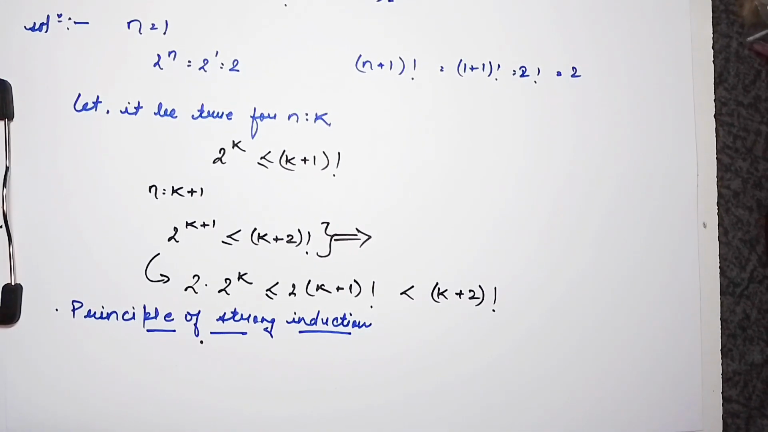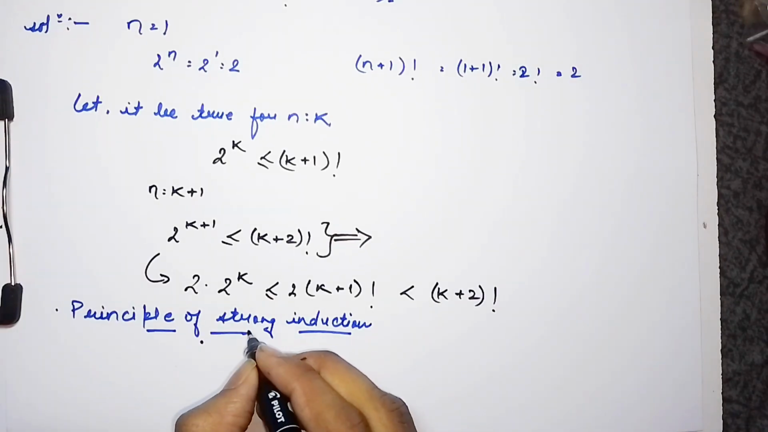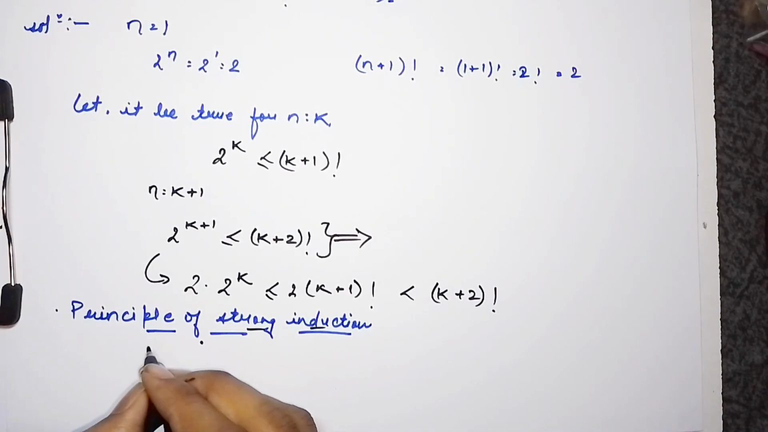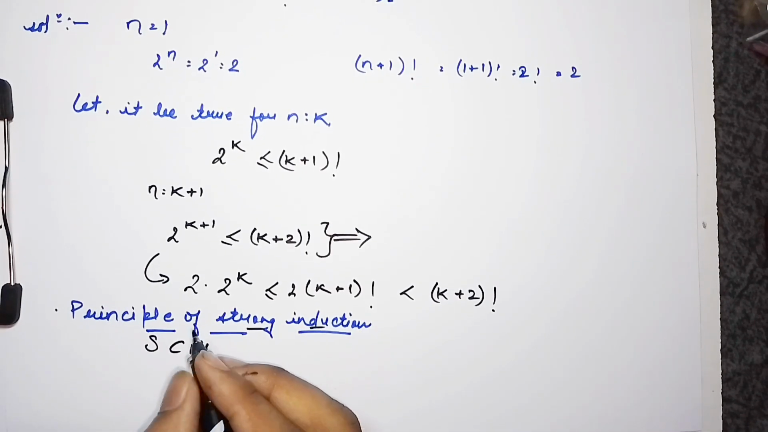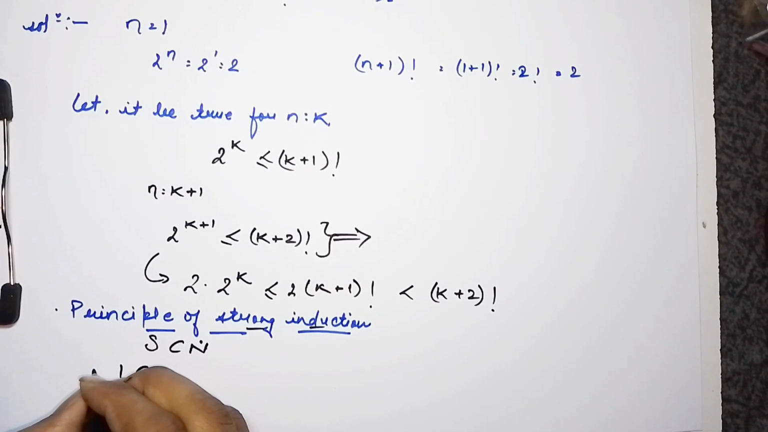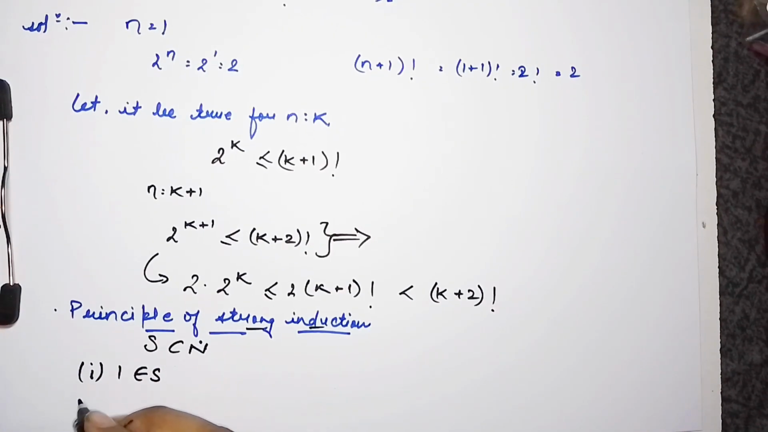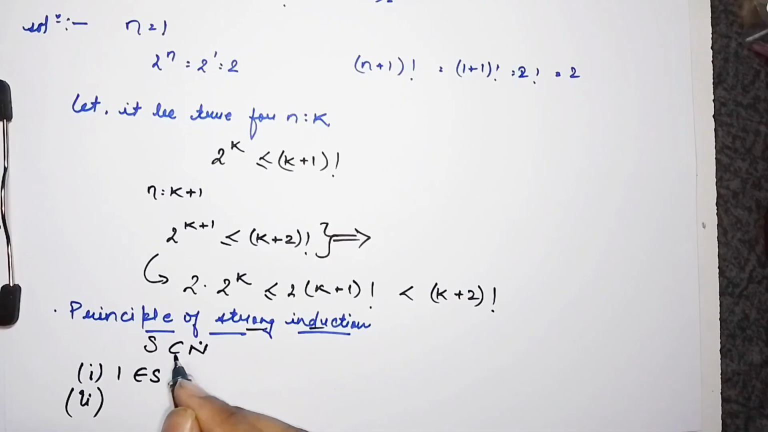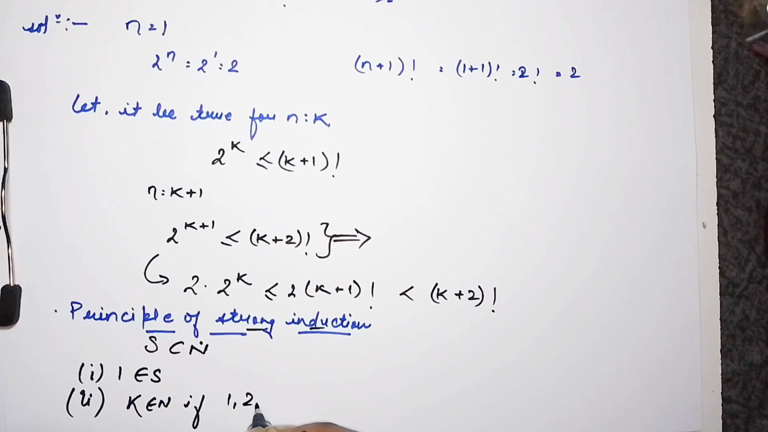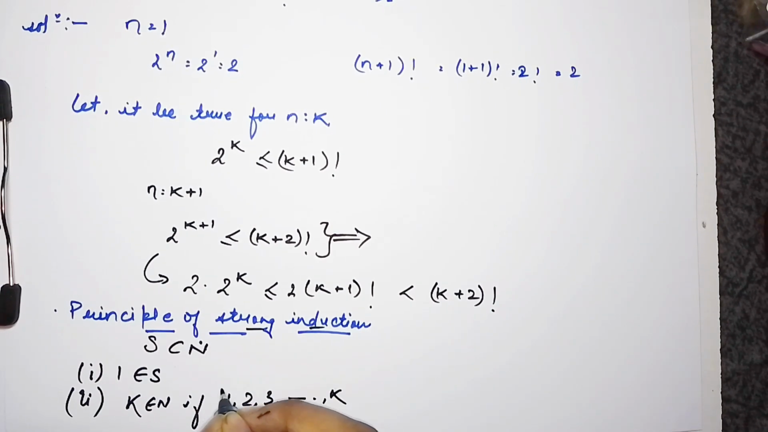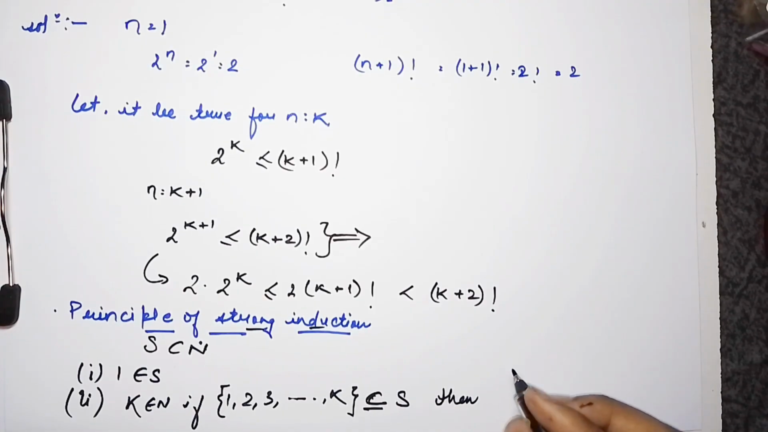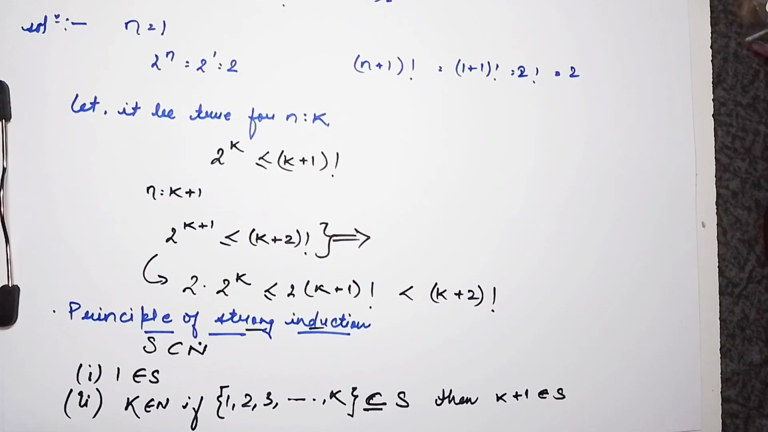Now what does it say? It says that let S be a subset of N. Okay, if 1 belongs to S, the first statement, and for every k belonging to N, if 1, 2, 3, till k is a subset of S, then we can say that k plus 1 belongs to S. I hope that it's clear to all of you.